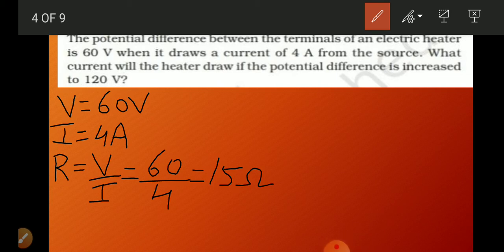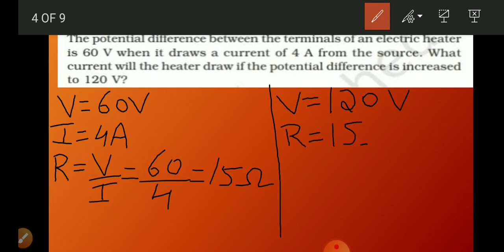Okay. So next they are asking what current will the heater draw if the potential difference is increased to 120 volt. So here the potential difference is increased to 120 volt. So potential difference is 120 volt. Resistance is the same, that is resistance R is equal to what we have got, that is 15 ohm, because it is of the same conductor. So resistance R is equal to 15 ohm.